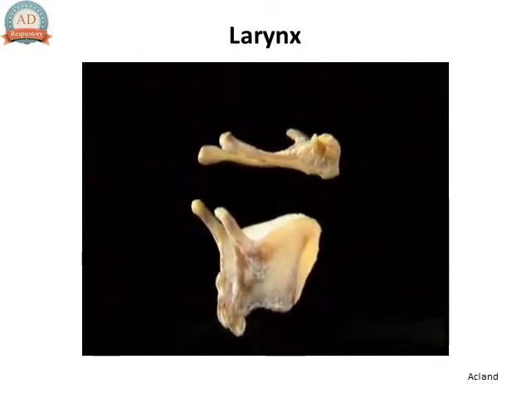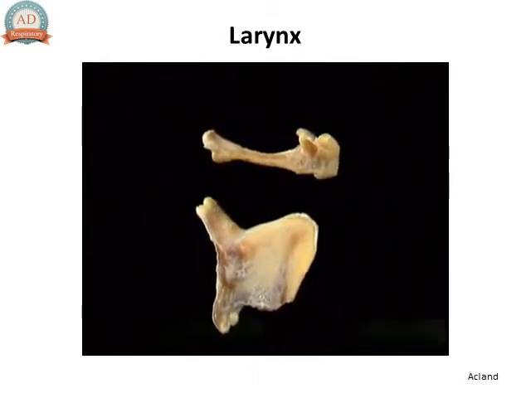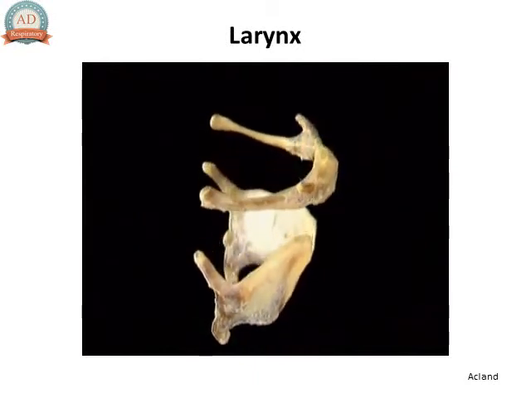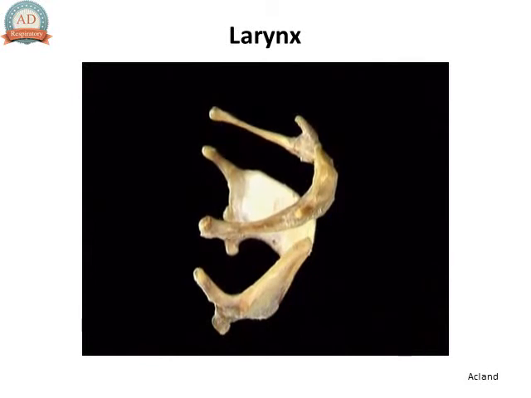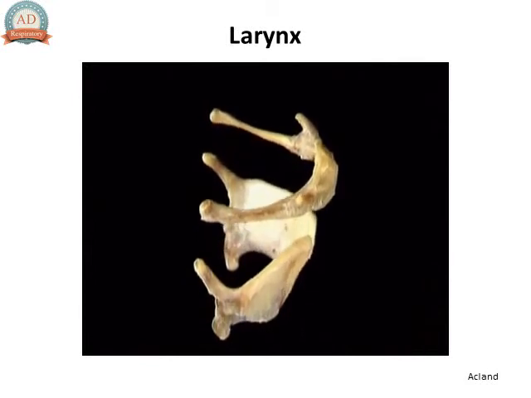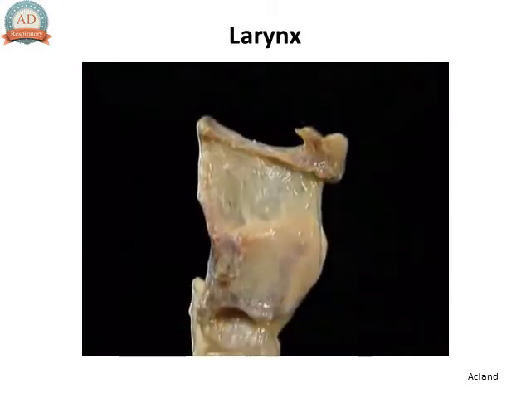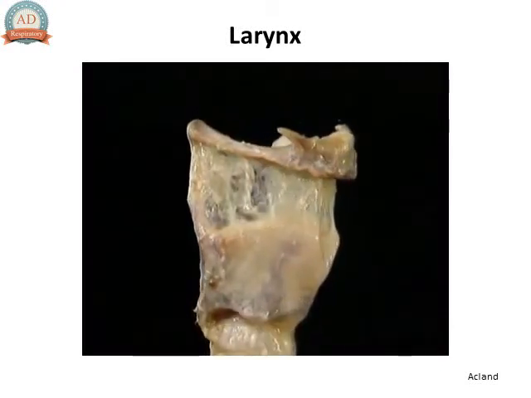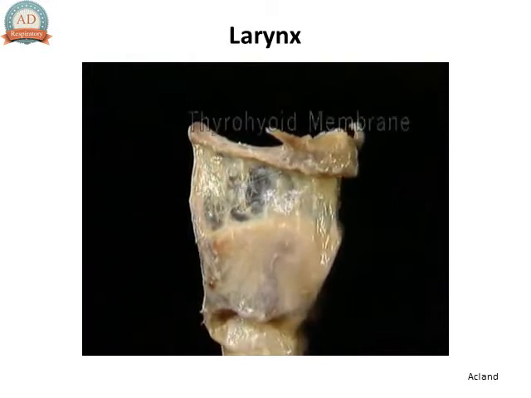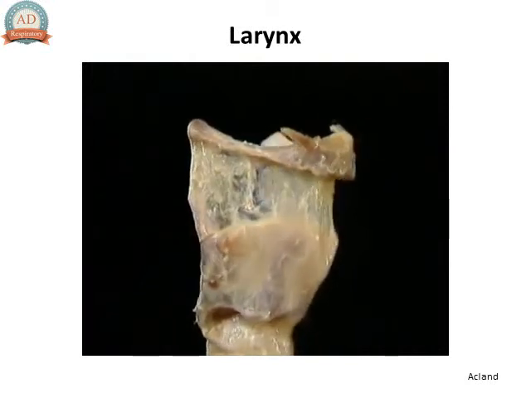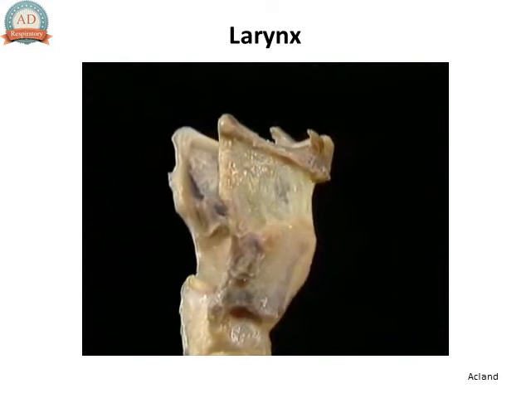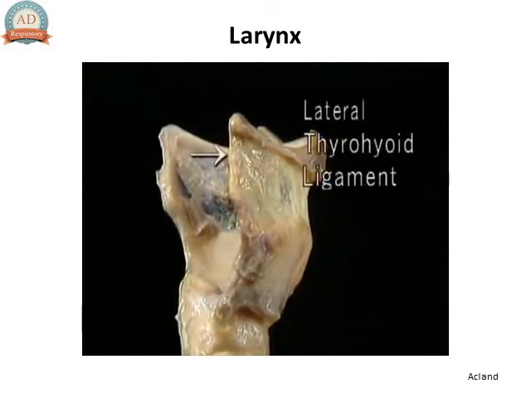The thyroid cartilage hangs directly below the hyoid bone. The upper border of the thyroid cartilage has the same curvature as the arch of the hyoid bone. The thyroid cartilage is suspended from the hyoid bone by this membrane, the thyrohyoid membrane. On each side, the posterior part of the membrane is thickened, forming the lateral thyrohyoid ligament.